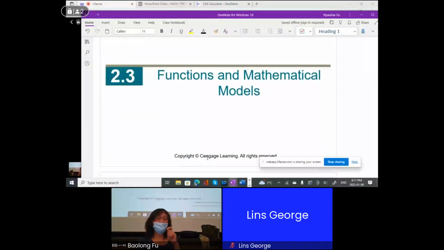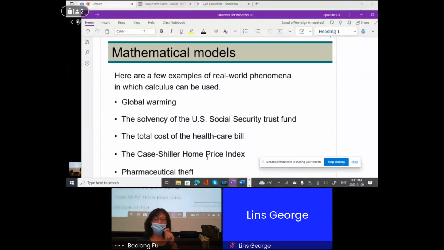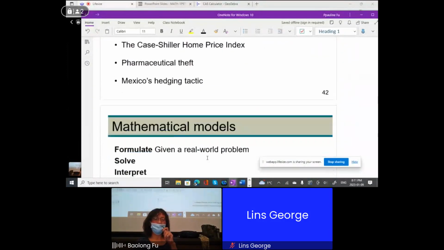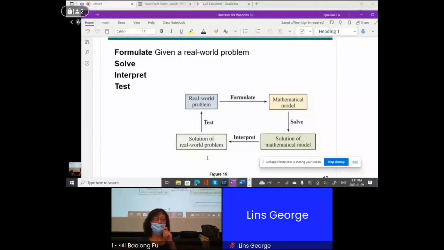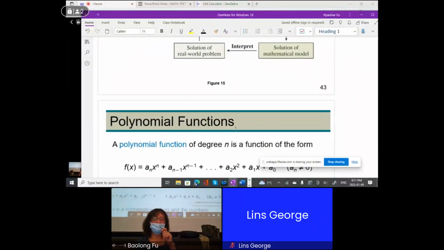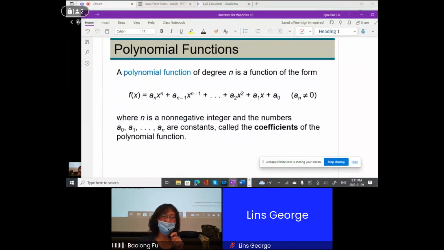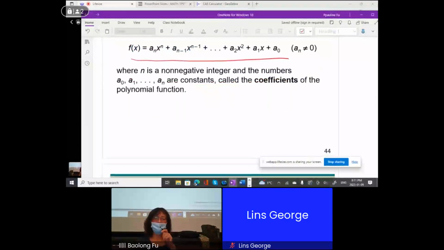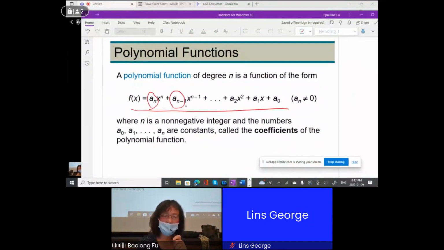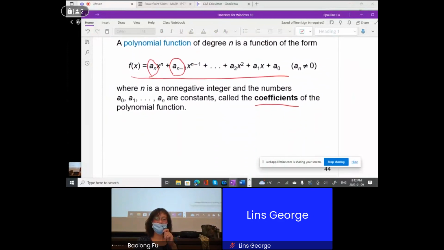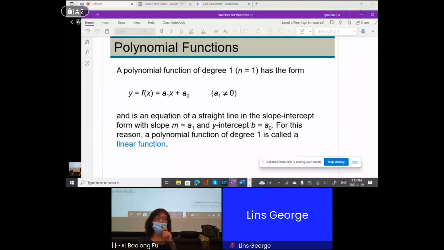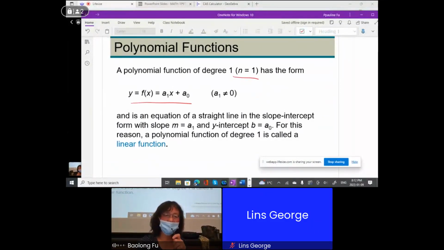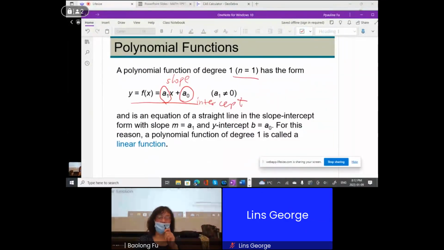All right. So section 3, functions and mathematical models. Those are the examples of functions. To create a mathematical model, you follow this diagram. You can easily read. A polynomial function is in this format, of degree n, and each coefficient a_n, a_(n-1) and so on has a name: coefficients. The particular polynomial function of degree equal to 1 is actually a straight line. In this straight line, a1 is the slope, a0 is the intercept. Straight line function. Okay.